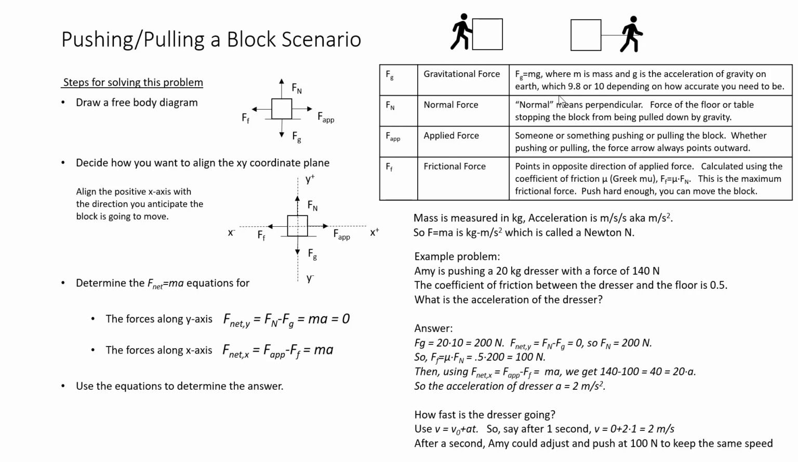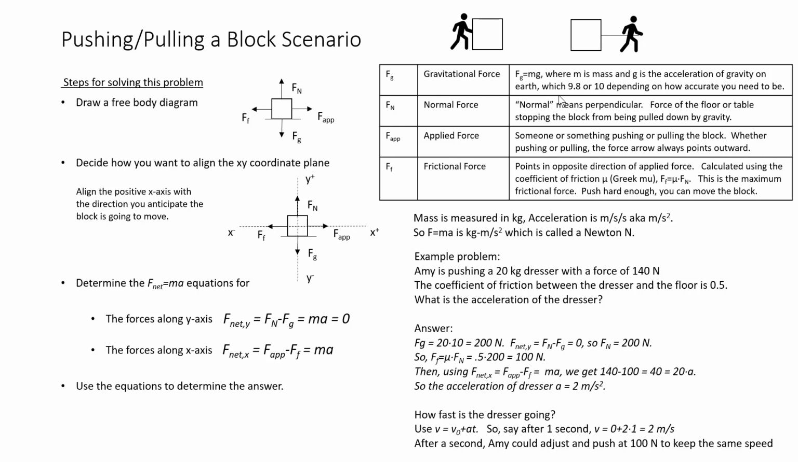And the final force is frictional force, which is in the opposite direction of the applied force. And it's calculated using what's called the coefficient of friction, this Greek letter mu. And for instance, ice has a very low mu, or some rough surface like a wooden floor has a high mu. And you multiply this mu times the normal force, and you get the frictional force. Now this frictional force has a maximum, so if you push hard enough, you can overcome it.